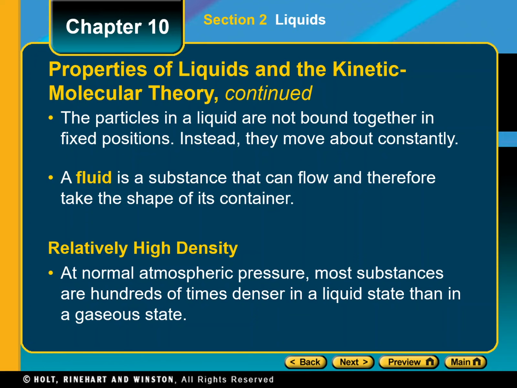Relative high density. At normal atmospheric pressure, most substances are hundreds of times denser in a liquid state than in a gaseous state. This higher density is a result of the close arrangement of liquid particles. Most substances are only slightly less dense, about 10%, in a liquid state than in a solid state. However, water is one of the few substances that becomes less dense when it solidifies, as we will discuss in section 5 of this chapter. At the same temperature and pressure, different liquids can differ greatly in density.